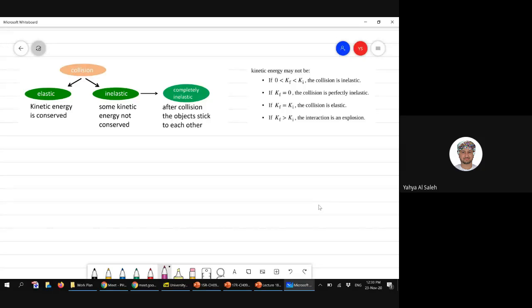Let's bring these terminologies all together so that going forward, we know exactly what we are going to be talking about. Okay. We have a collision.